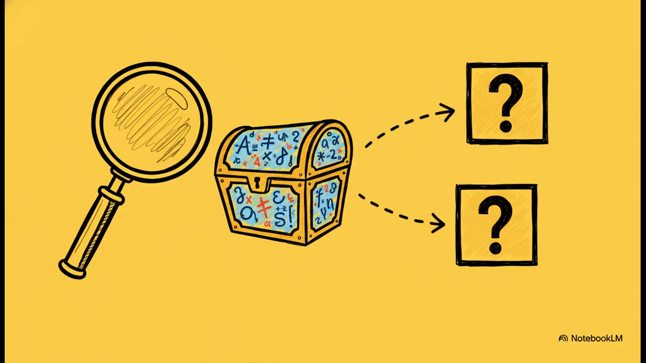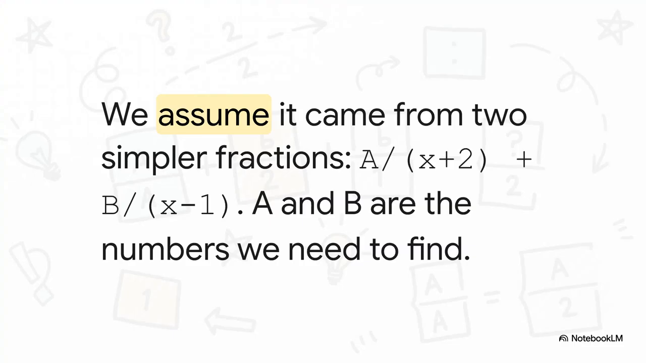Okay, here is our mission. We need to break this fraction down. So following step 1 of our blueprint, the very first thing we do is set up what we think the answer is going to look like. We just assume that it came from two simpler fractions, one with a denominator of x plus 2 and the other with x minus 1. Now, A and B, those are our missing numbers, the mystery ingredients we need to find.